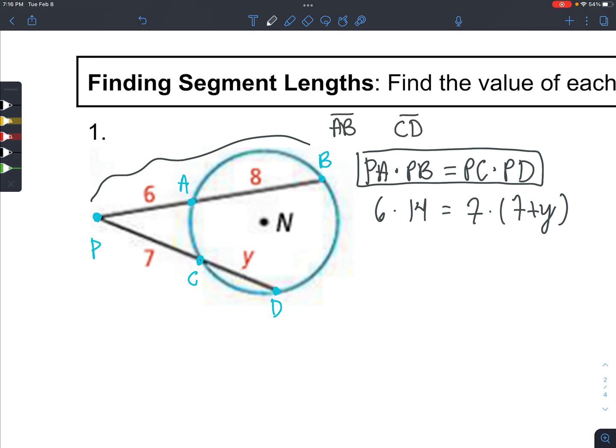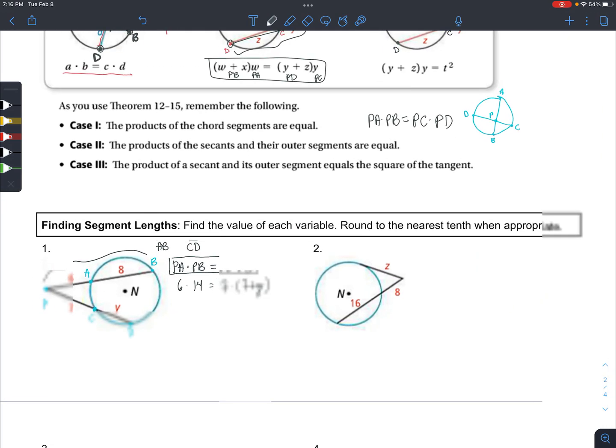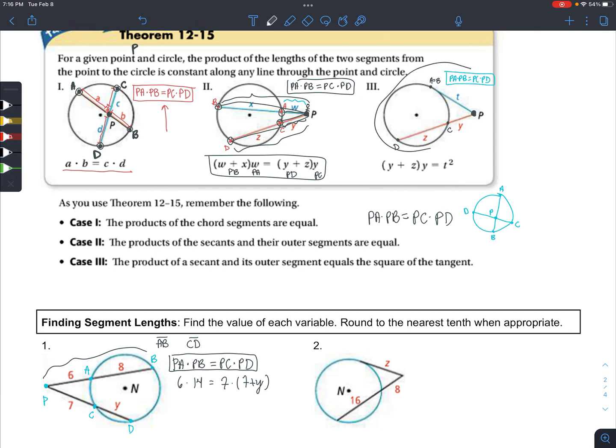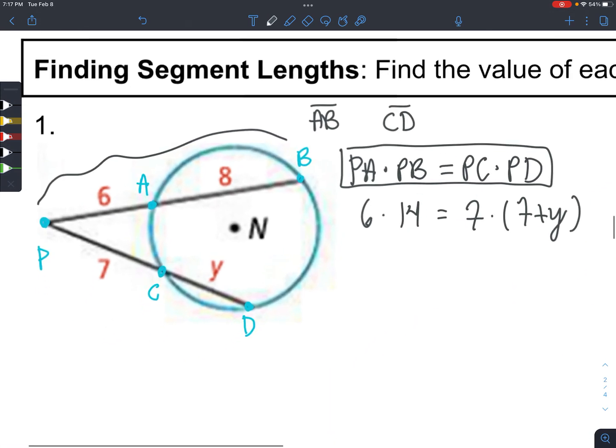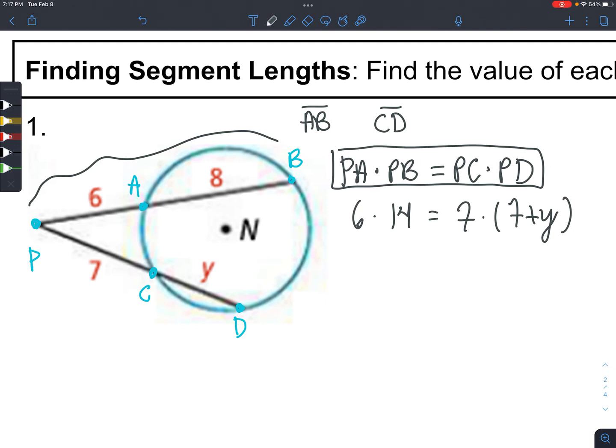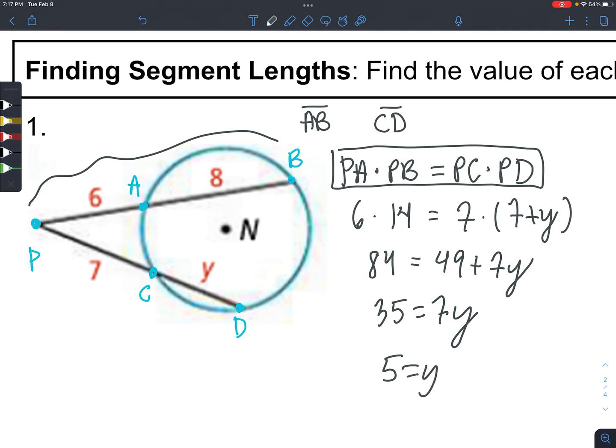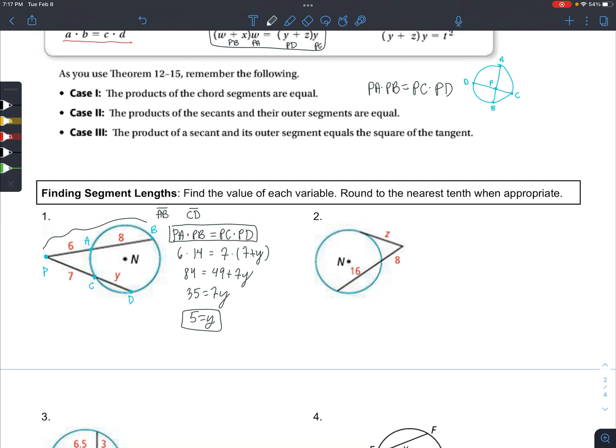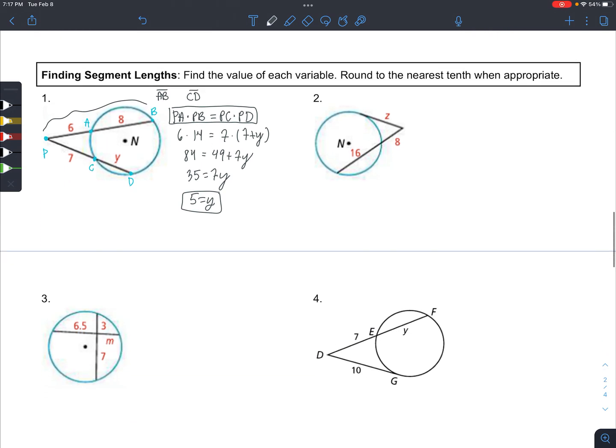You need to have a segment for AB and a segment for CD. Sometimes A and B will share the same point. So this is kind of like our special case. And when that happens, A and B are at the same spot. All right, I don't want to get too ahead of myself, but this multiplies to 84. This is 49 plus 7y. This is 35, so y is 5. Okay.